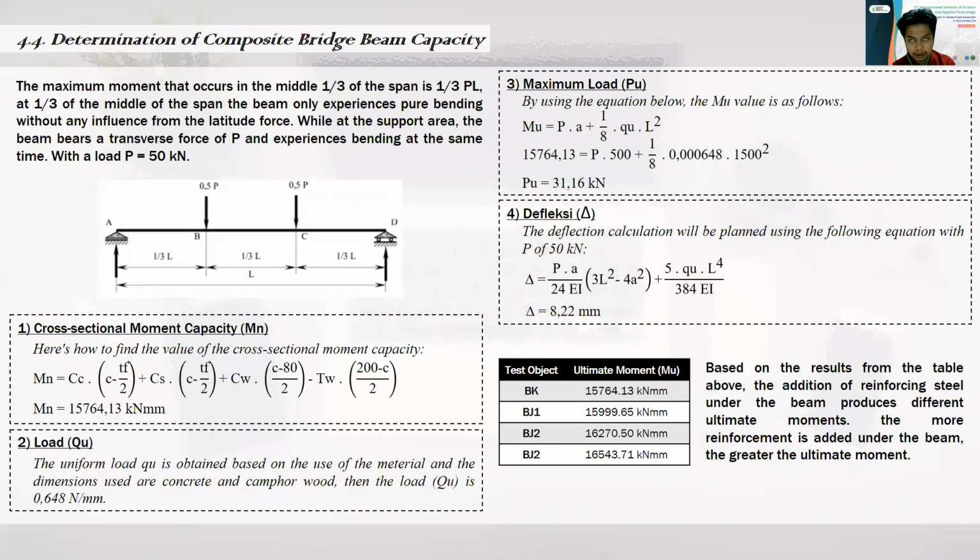And the table is the summary of the test object ultimate moment we have: the control beam, and the beam with 1 reinforcement, 2 reinforcement, and 3 reinforcement. Based on the results from the table above, the addition of reinforcement under the beam produces a different ultimate moment. The more reinforcement is added under the beam, the greater the ultimate moment.